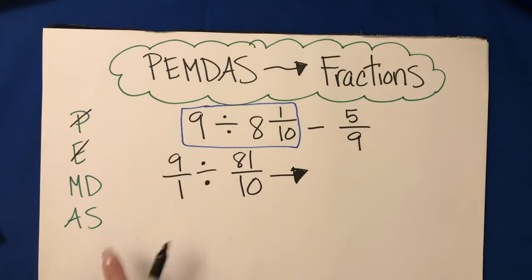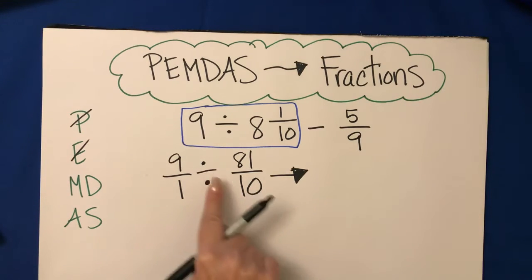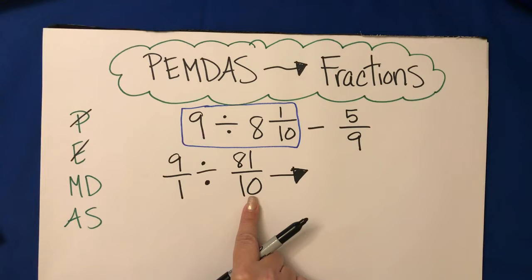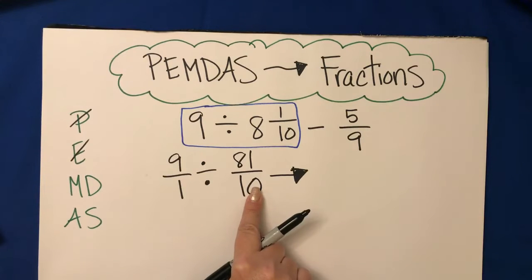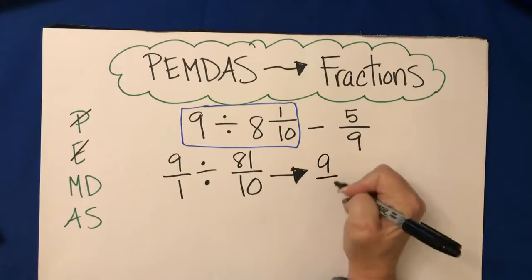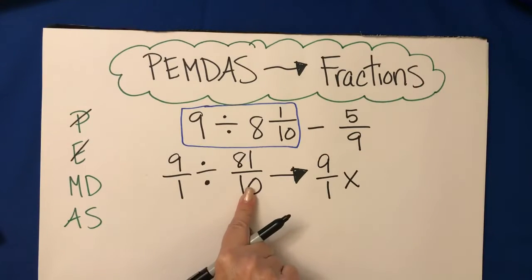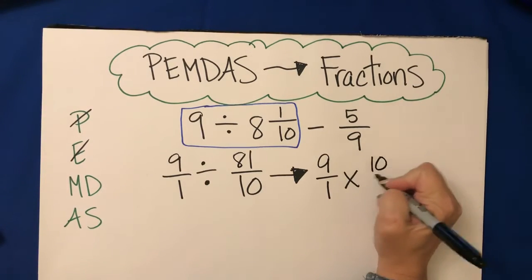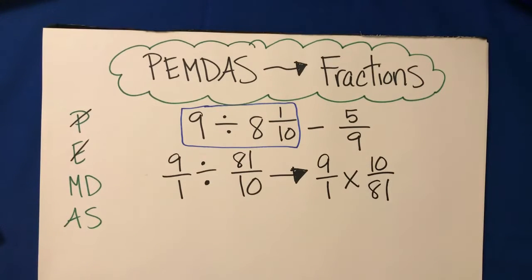So when we do this, we say keep it, change it, and then what? Keep it, change it. What else? Does anybody remember the rule? Keep it, change it. There you go. Good job, Jaden. Keep it, change it, flip it. So I'm going to keep the first fraction, change the operation to the opposite, which is multiply, and then we're going to flip it. So now the 10 will go on top as the numerator, and the 81 will come down here on the bottom.